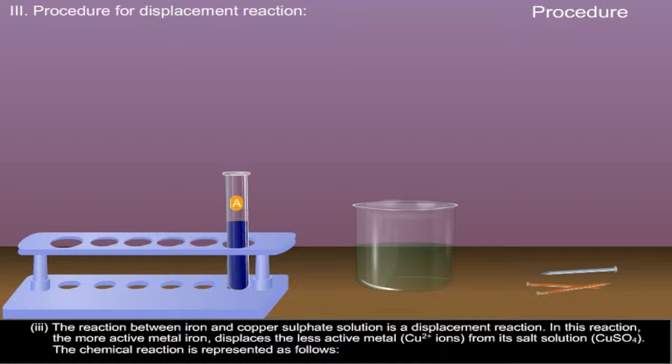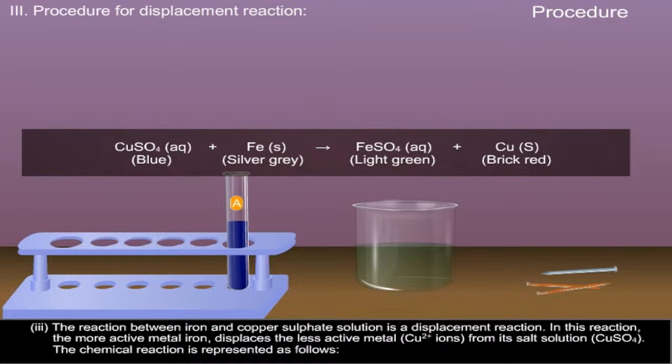The reaction between iron and copper is a displacement reaction. In this reaction, the more active metal iron displaces the less active metal, which is copper, from its salt solution CuSO4. The chemical reaction is represented as follows. CuSO4 aqueous, blue in color, plus Fe solid, silver gray, forms FeSO4 aqueous, light green, plus Cu solid, brick red.